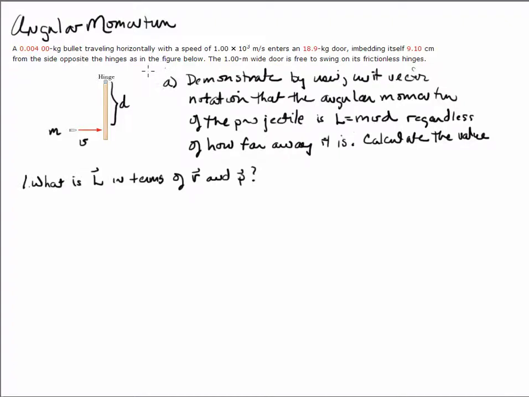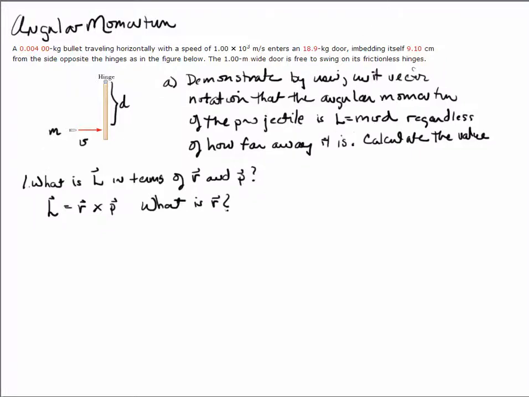First thing you want to do is write down what is L in terms of R and P. And of course, L is equal to R cross P. It's the cross product of R and P, and it will form another vector.